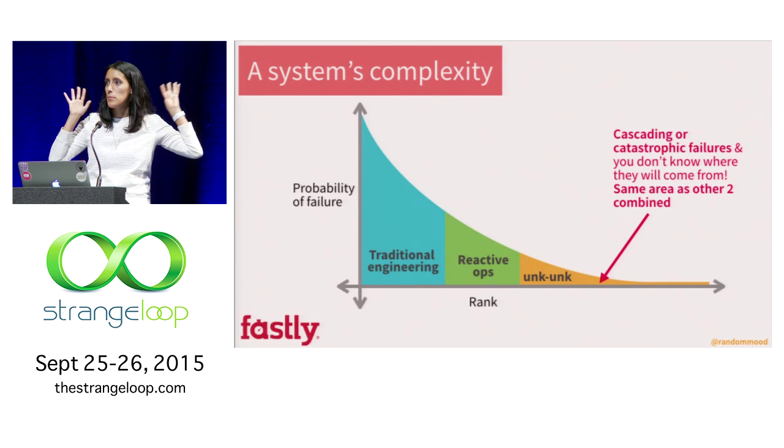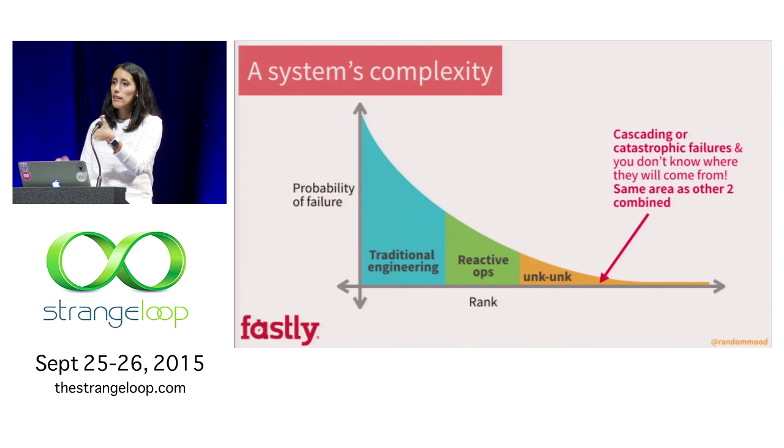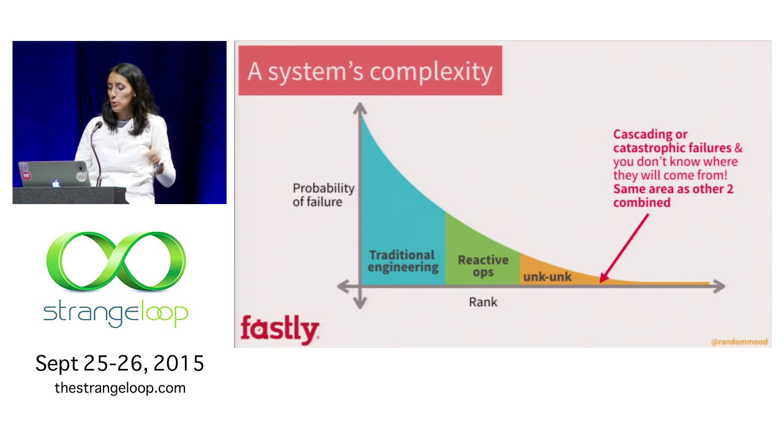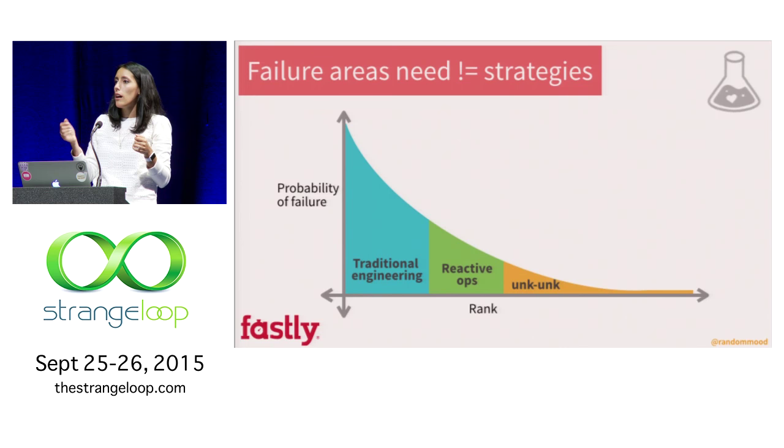So the interesting thing is, we first had design, then we had operations, and now we know that maybe our attention should be split in three different places: where we can have engineering, and there's another thing that is going to come and get us and there's nothing we can do. So what Paul also says is that these different things in our world should require different strategies of attack or different mechanisms. Different failure areas should match different strategies.